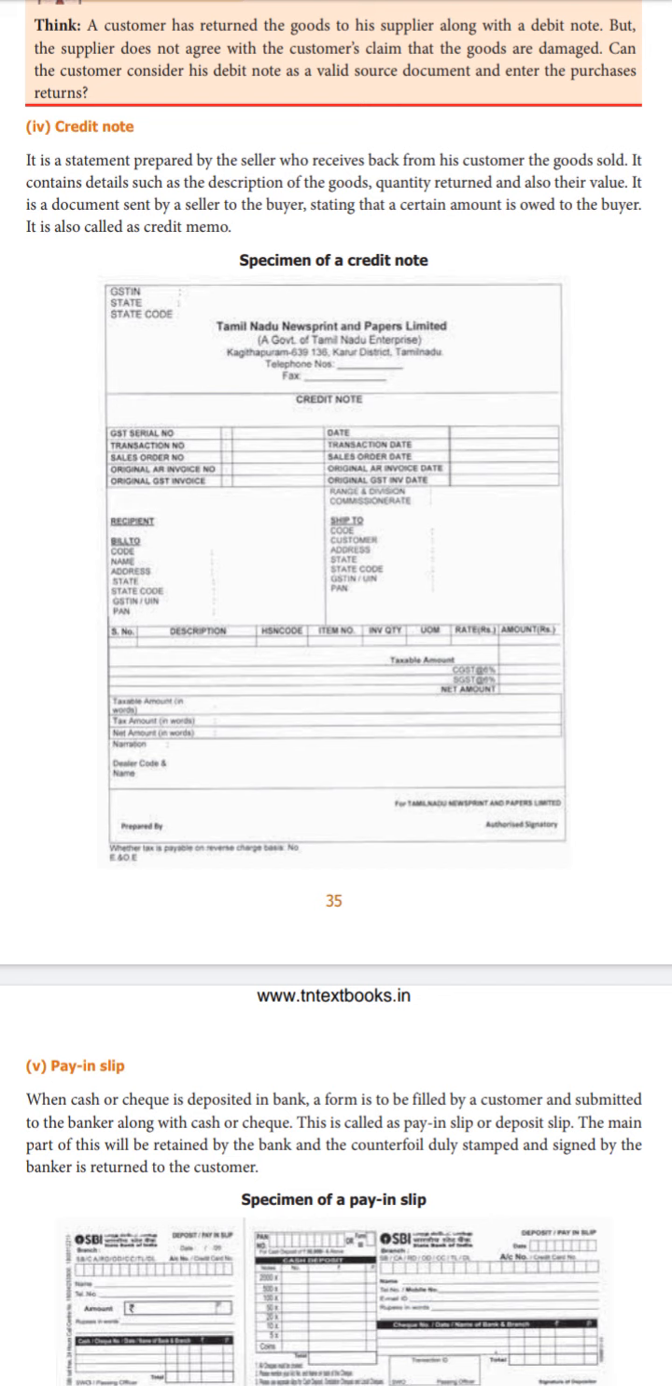Okay, and it is a document sent by the seller to the buyer, which means the shopkeeper is going to give you a slip stating that yes, I have taken the goods in return and gave you money or exchanged the product. Okay, that is called a credit note, and it is otherwise called a credit memo.